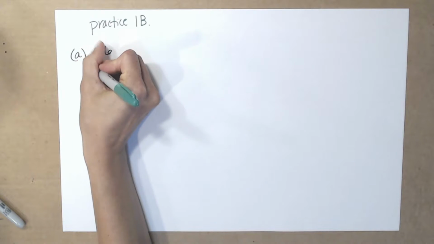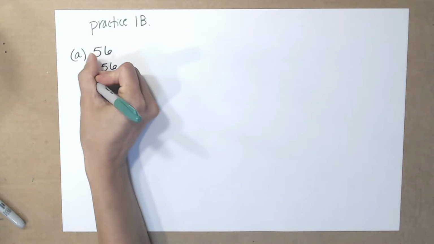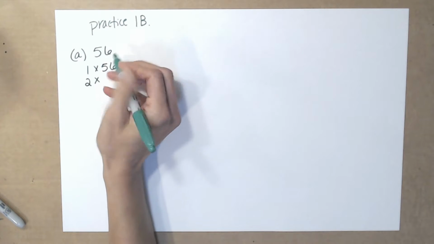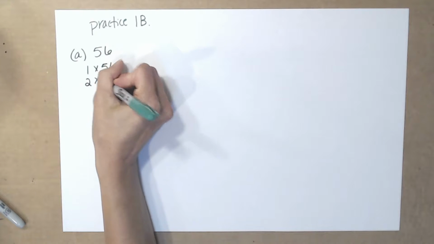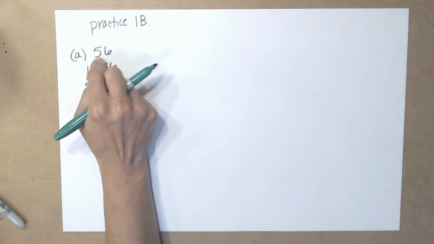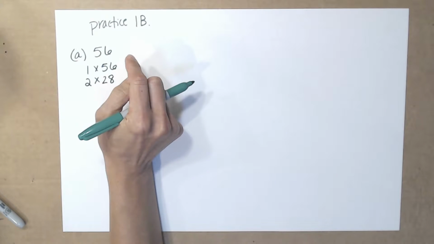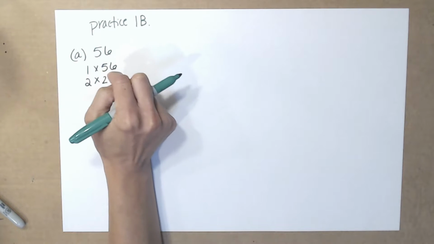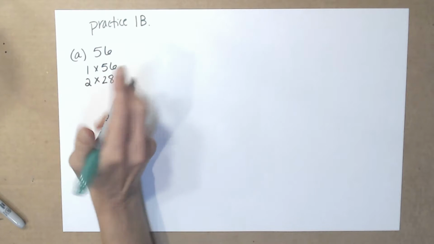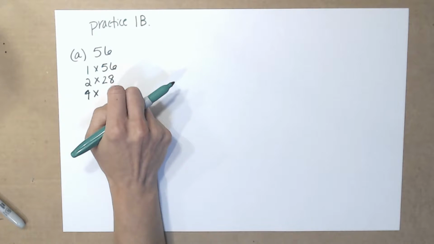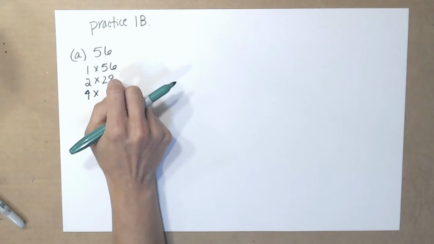So we can start with 1 times 56, and then we can say, is it divisible by 2? It's even, so yes, I can take half of 56, that's 28. How about 3? The sum of the digits is 5 plus 6, 11. 11 is not divisible by 3, so the number is not divisible by 3. 3 will not work. 4.